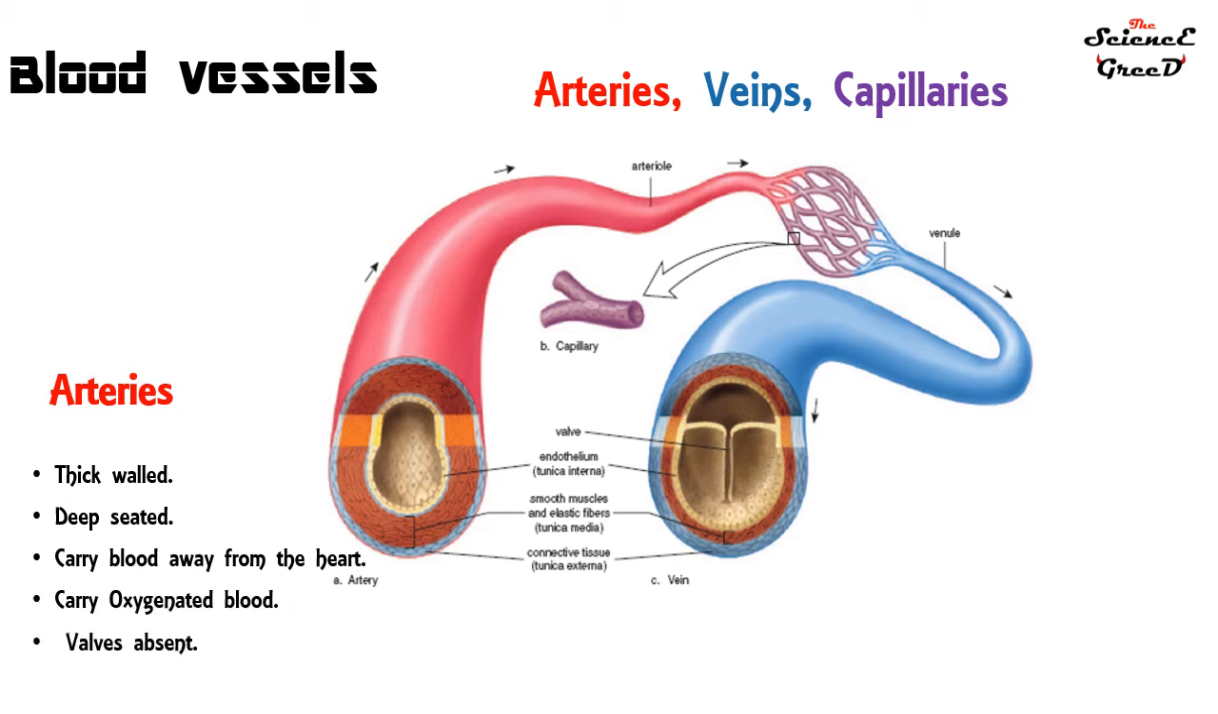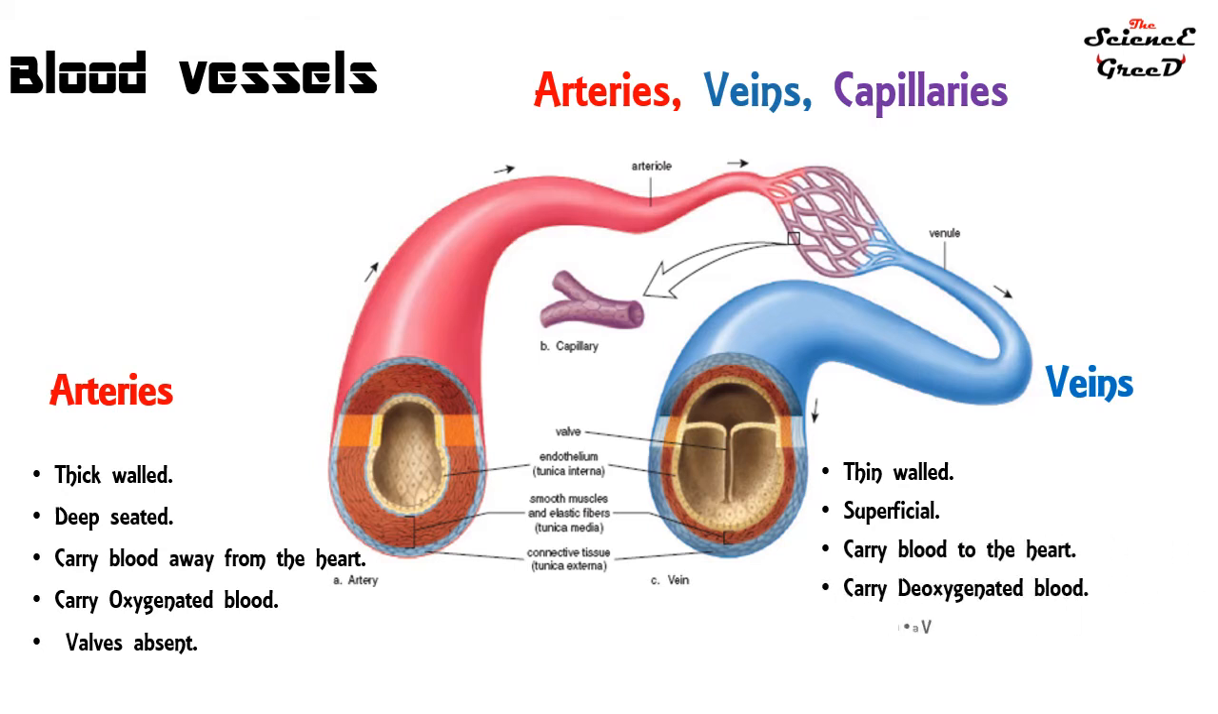Veins. Veins are blood vessels that carry blood towards the heart. Most veins carry deoxygenated blood from the tissues back to the heart. Exceptions are the pulmonary and umbilical veins, both of which carry oxygenated blood to the heart. They are thin-walled, superficial, carry blood to the heart, carry deoxygenated blood, and valves are present.